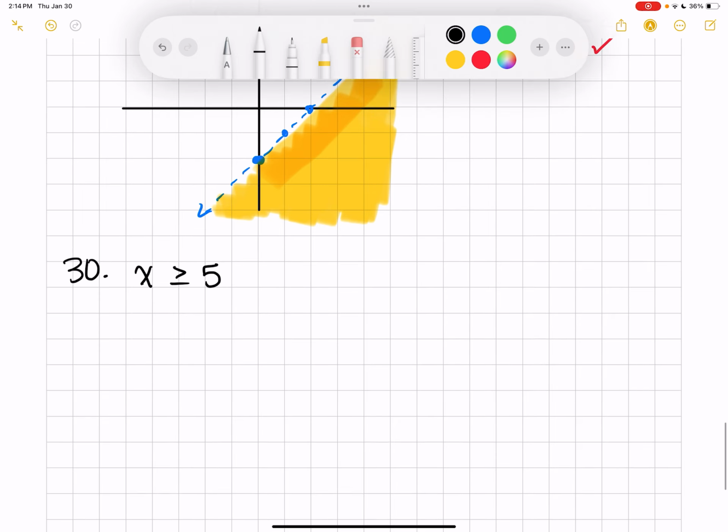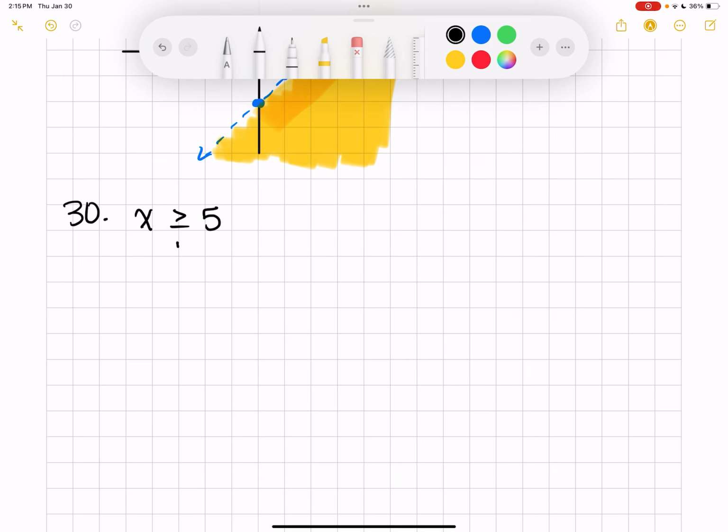When we had x equals 5, how would we graph that? Just like a straight line, up and down, at 5. Same thing happens with this one. So over here at 5, is this solid or dotted? Solid. I have a straight line up and down here like this.